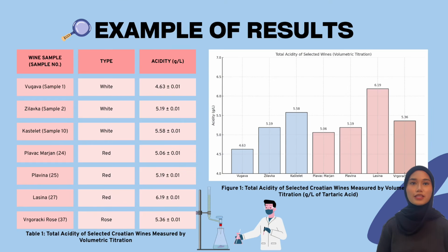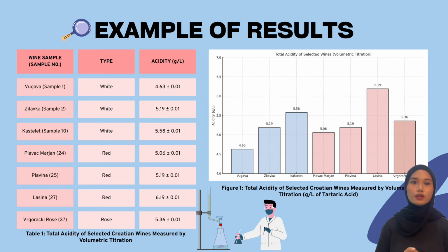Let's now focus on the results obtained using the volumetric titration method to determine total acidity in wine. The data is shown here in Table 1, listing 7 selected wines, which is 3 white, 3 red, and 1 rose. Acidity values are given in grams of tartaric acid per liter, the standard way to express total acidity in wine analysis. For instance, Rugava, a white wine, had a total acidity of 4.63 grams per liter, while Lacina, a red wine, showed the highest acidity overall at 6.19 grams per liter.